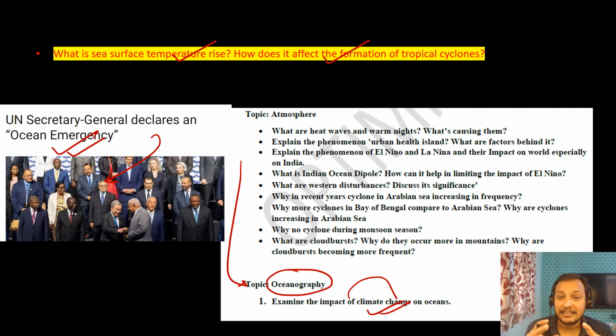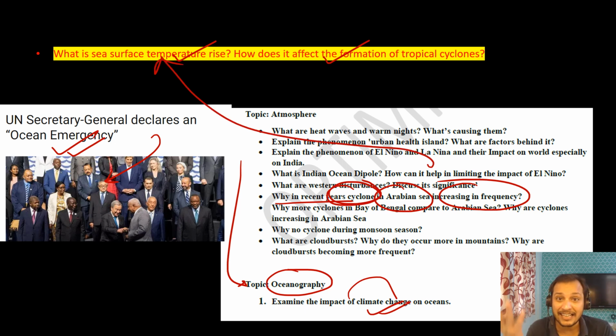Now imagine the kind of experience and understanding I have about this exam and its pattern. And that is why I am able to predict so many questions every year. And you see, I have framed the question also on cyclone and sea surface temperature. Why are cyclones increasing in the Arabian Sea? What is the reason? The sea surface temperature in the Arabian Sea is rising. Generally, the Arabian Sea does not have cyclones. But why is it having cyclones? Because the sea surface temperature is rising. So it was very simple.